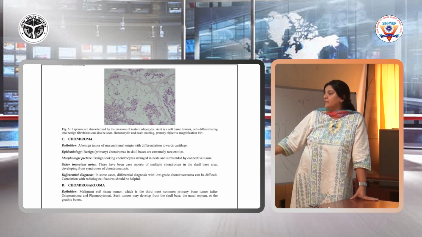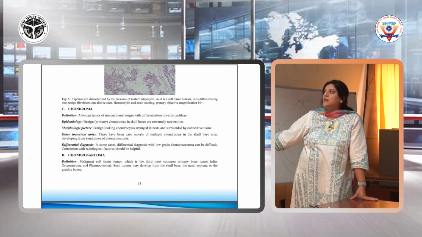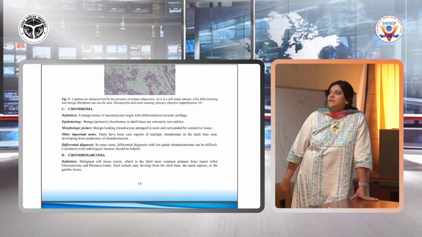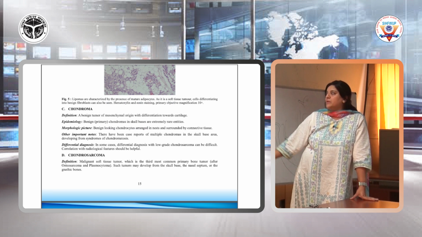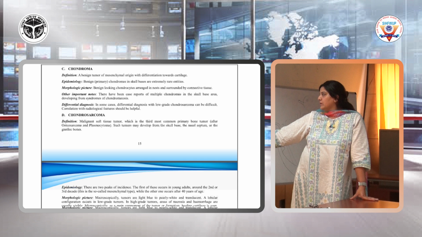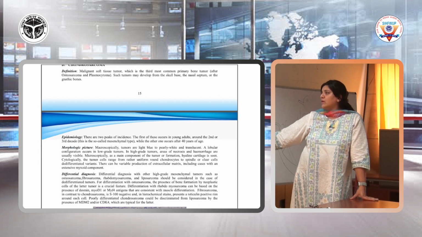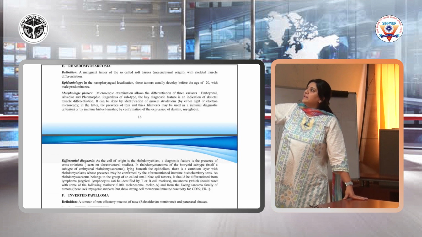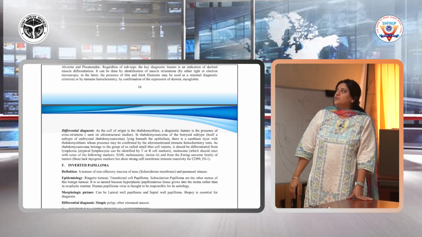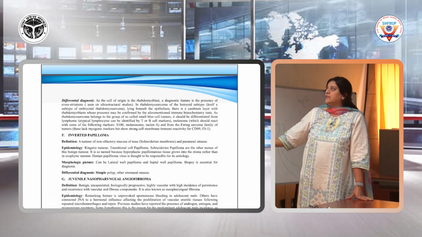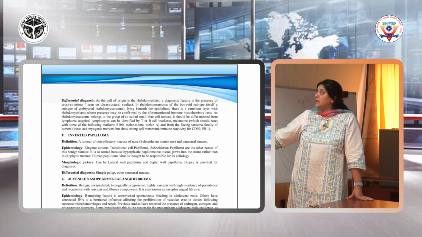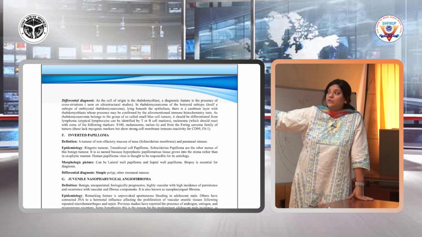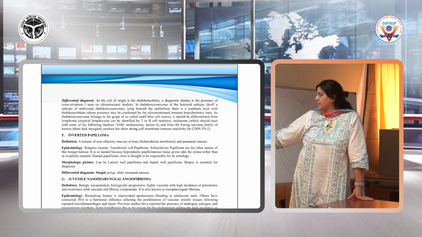Chondroma, arising from the differentiation towards the cartilage cells. Chondrosarcoma, it is a malignant soft tissue tumor which is the third most common primary tumor. Such tumors develop from the skull base, nasal septum or the gnathic bones. Rhabdomyosarcoma, it's a malignant tumor of the so-called soft tissue mesenchymal origin with skeletal muscle differentiation. It can be of three variants, embryonal, alveolar and pleomorphic types.